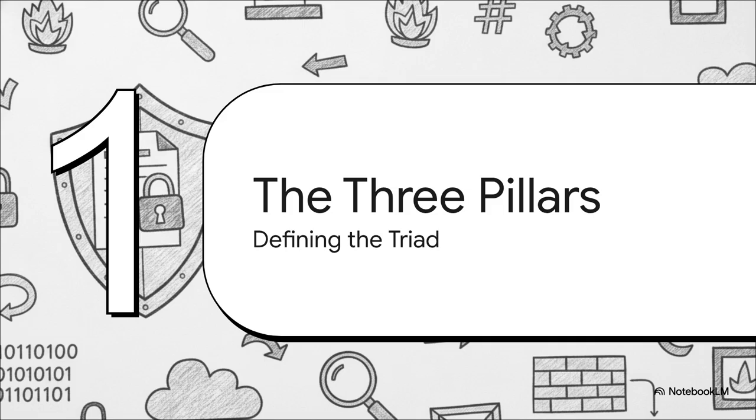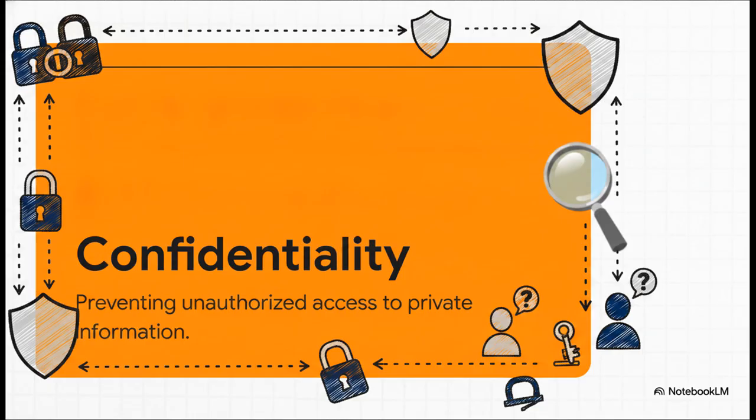Moving right along, Section 2, defining the 3 pillars. So the C stands for confidentiality. Simply put, this prevents unauthorized access to private information. It's all about privacy, making absolutely sure that only authorized parties, the people who actually need the data to do their specific jobs, can get their hands on it.